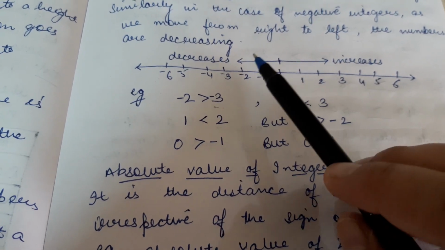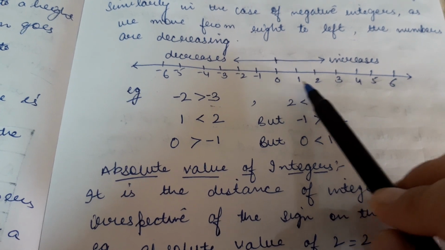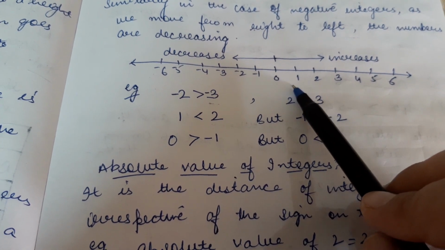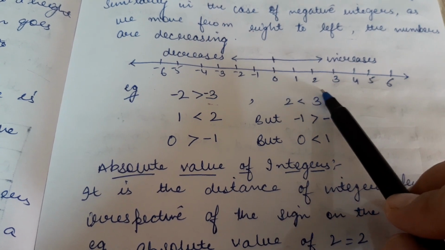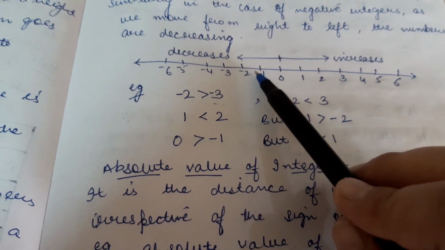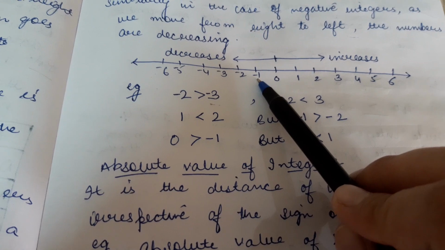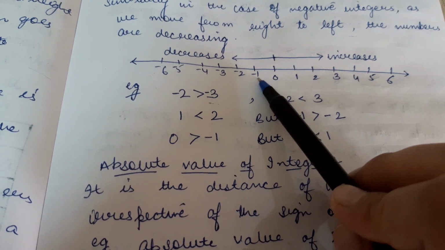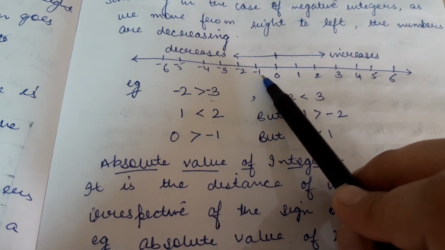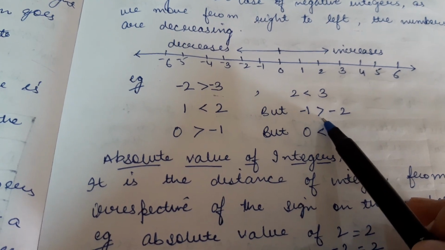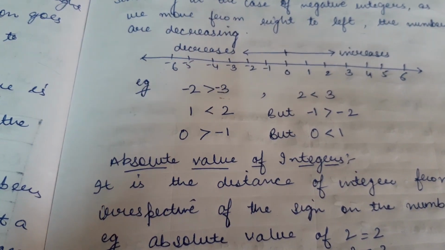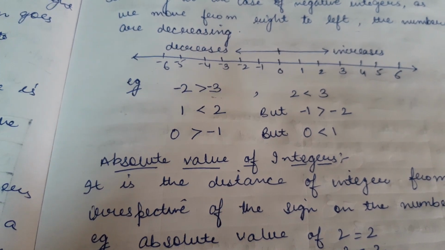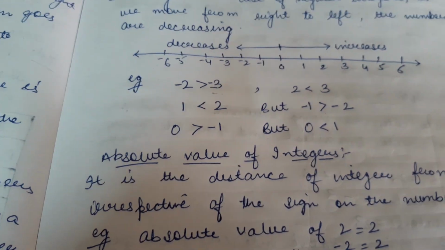Similarly, if I say 1 is less than 2, we know 1 is less than 2. Why is 1 less than 2? Because on the number line 1 is towards the left and 2 is towards the right. But if I talk about -1 and -2, -1 is towards the right. So a number which is to the right is greater. So -1 is greater than -2. So to avoid any confusion, you can think of the number line. The number which is towards the right is greater and the number which is towards the left is smaller.